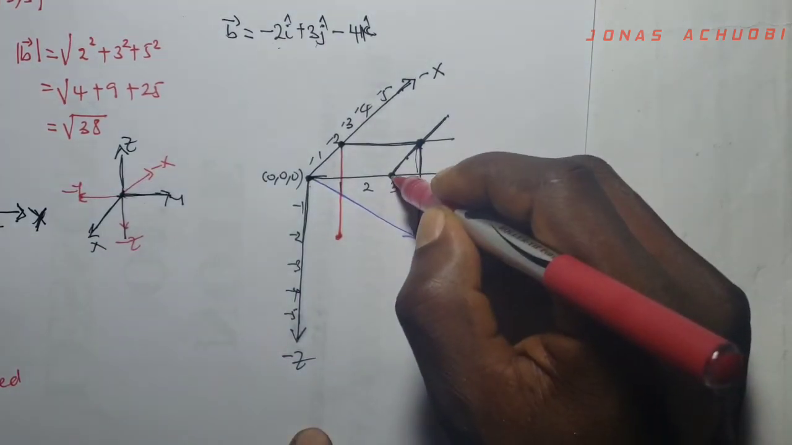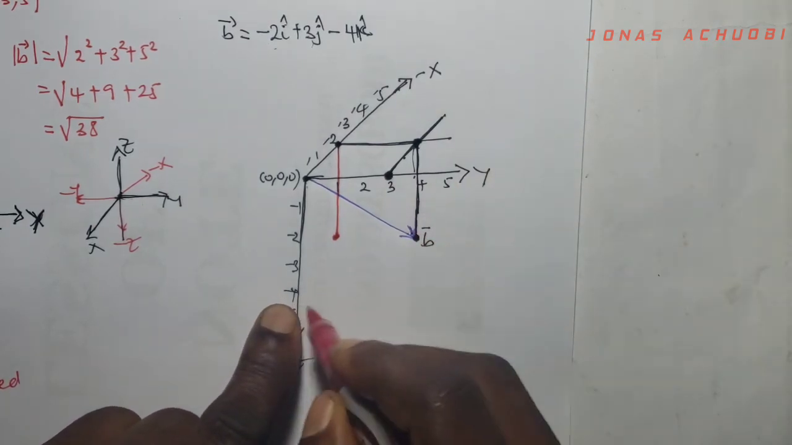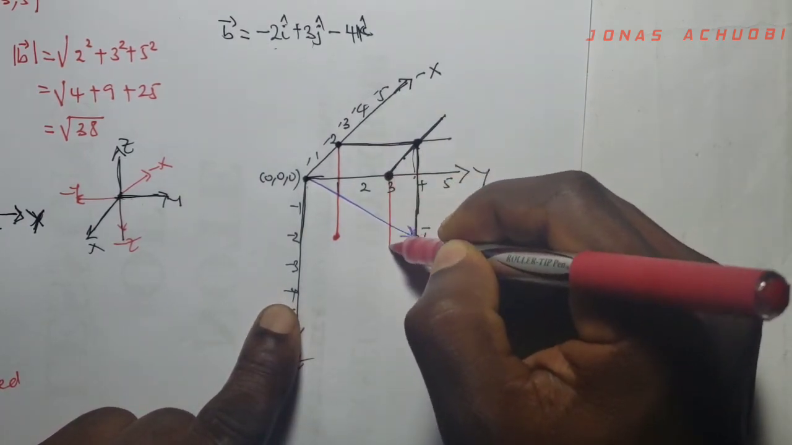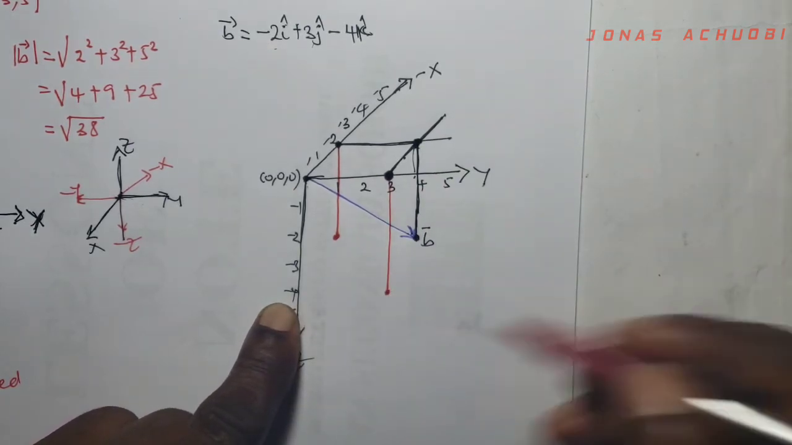So we are, this is 3. We are at 0 there. So minus 4 units will be at the point minus 4. So from here we draw to the point minus 4. Good. That's minus 4 units.